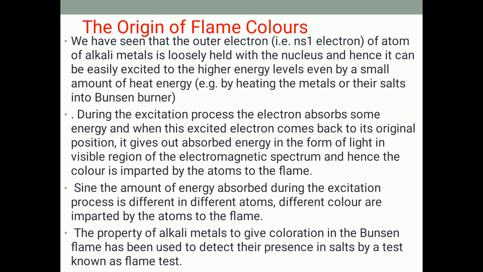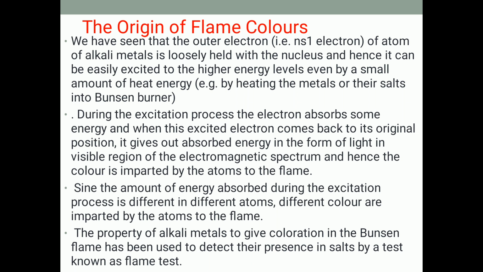The origin of flame colors. Origin of flame colors means how you can get different colors by different metals. We have seen that the outer electron of an atom of alkali metal is loosely held by the nucleus, and hence it can be easily excited to a higher energy level even by a small amount of heat energy.